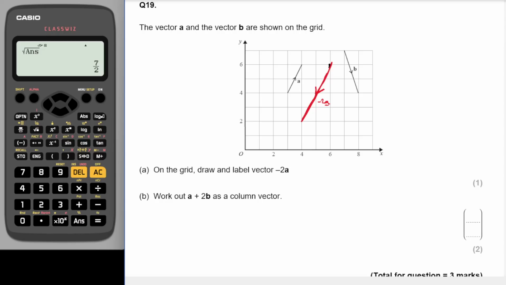Work out A plus 2B as a column vector. So if I put those as column vectors, A would be (1, 2), and plus 2 lots of B, which is (1, minus 3). Then A plus 2B becomes 1 plus 2, so that would be 3. And then 2 plus minus 6, so minus 4.